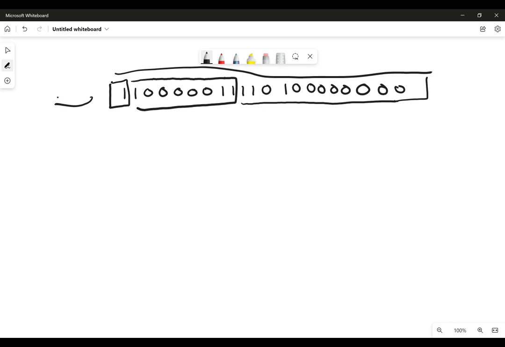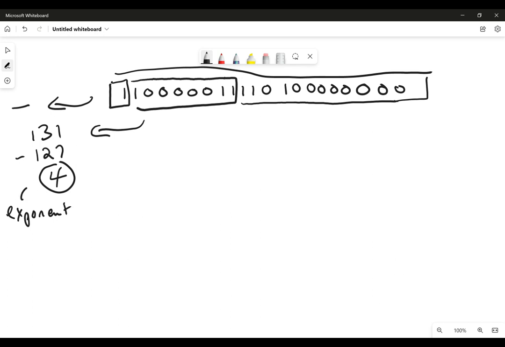Okay, so we can bear this in mind that we're going to get an answer that's going to be a negative number here. Okay, this section here, if I convert that to binary, I should get 128 plus 2 plus 1, which gives us 131. I need to subtract 127. This is following on from the last video, which gives us 4. Okay, so 4 is our exponent, and for now we can park that. I'll just write exponent here so we can remember. So exponent is 4.